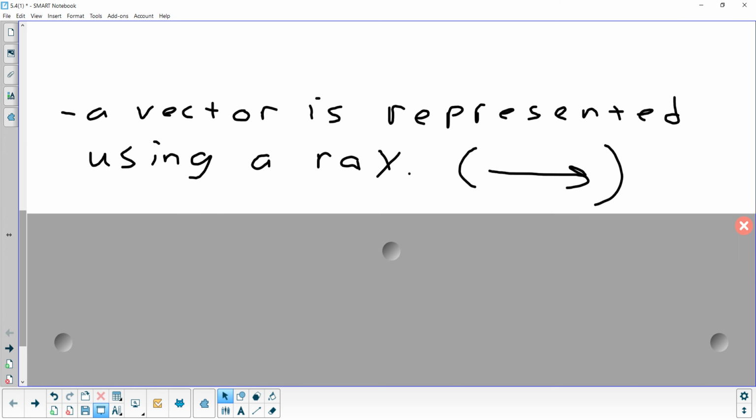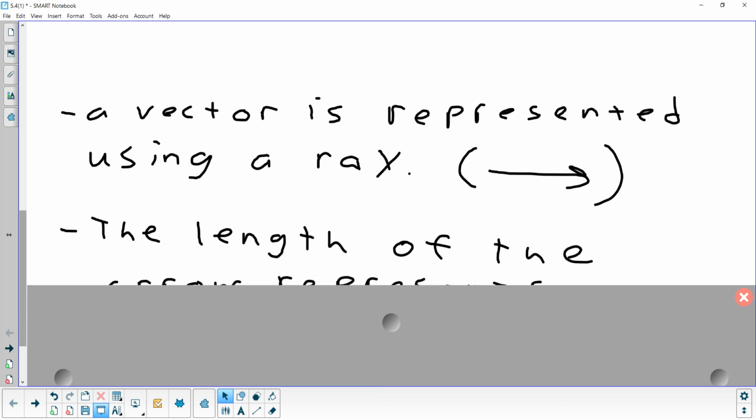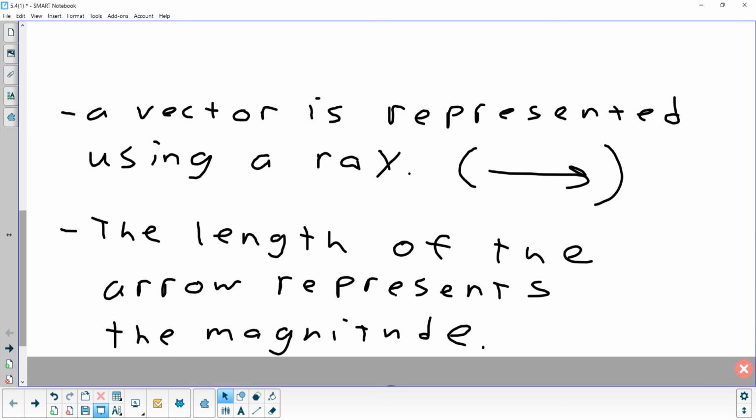So if we want to represent a vector and we're going to use an arrow to do it, well, remember, a vector has 2 things. It has a magnitude and it has a direction. The length of the arrow is the magnitude. That's how you could represent, for example, if you threw an object faster and you want to represent it as a vector, you could draw the vector longer. That's how it would be represented.